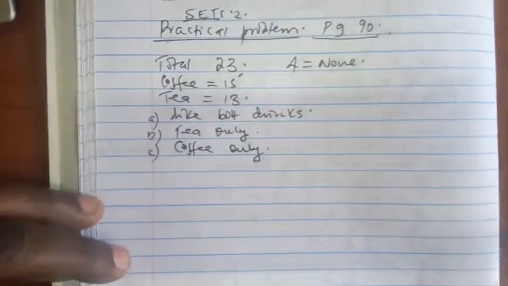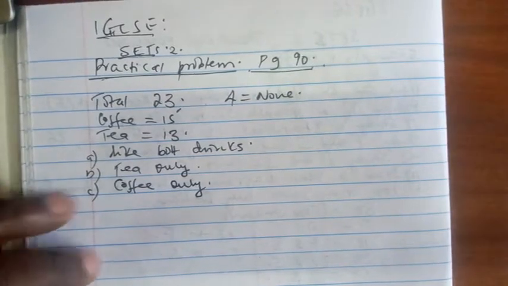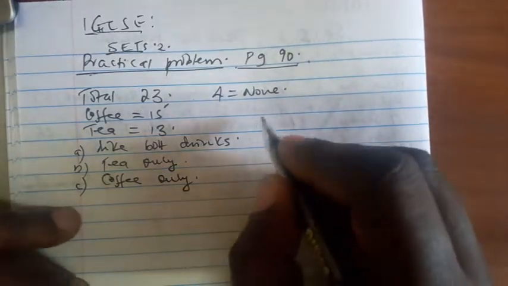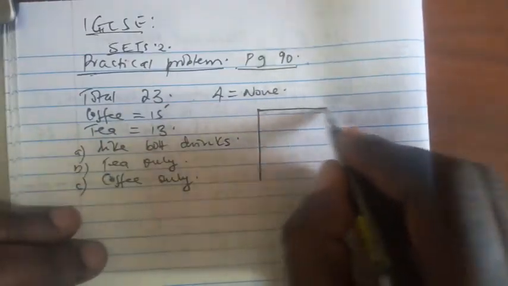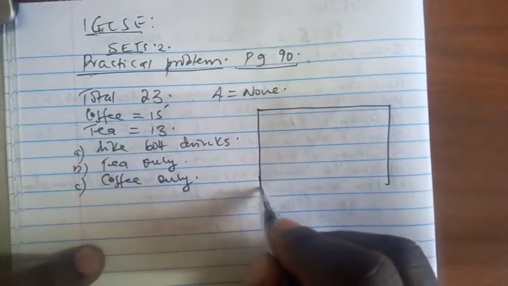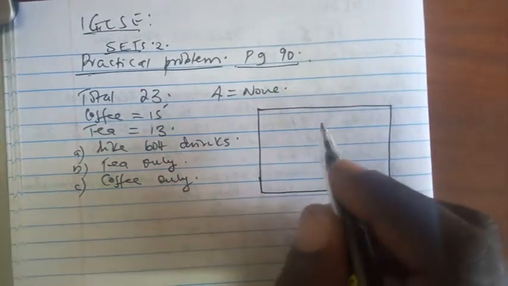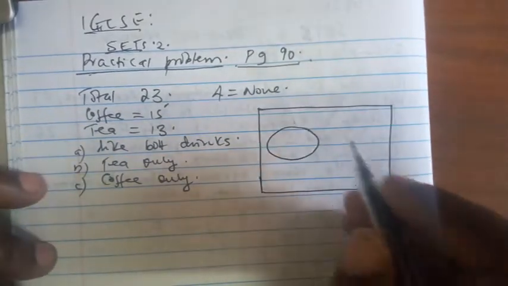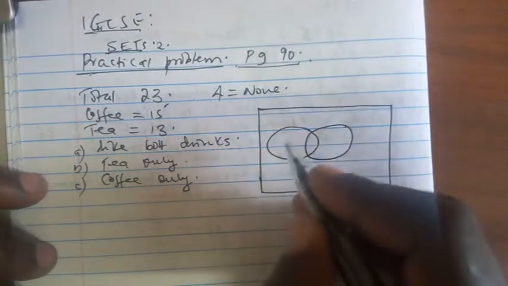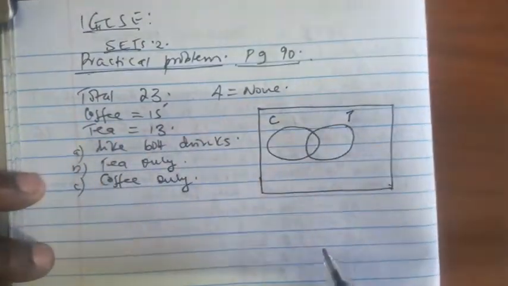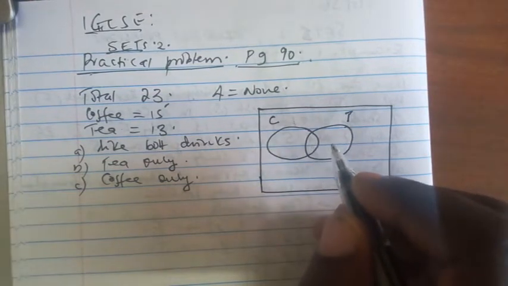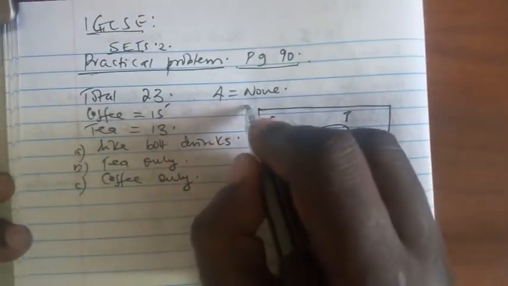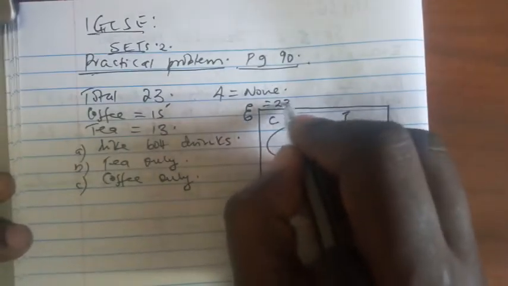Yes, we are presented with such a problem, and we need now to come up with answers to these questions. We are told that there are 23 students in total. There is a variable coffee and there's a variable tea. There are those who like coffee and there are those who like tea. First of all, anytime we are trying to present a Venn diagram, this is a universal set, which is 23.